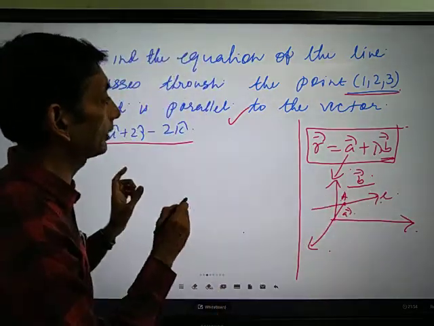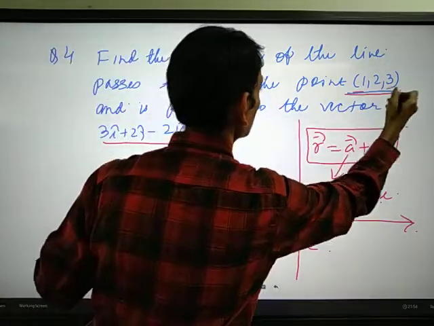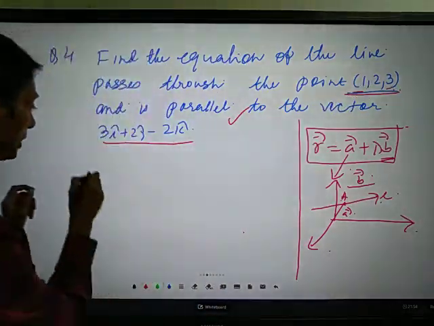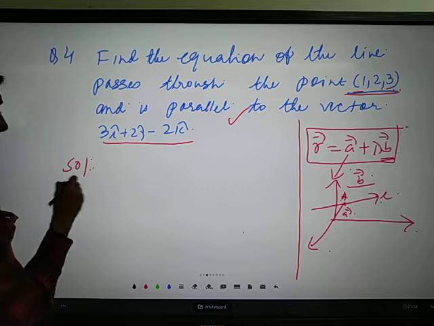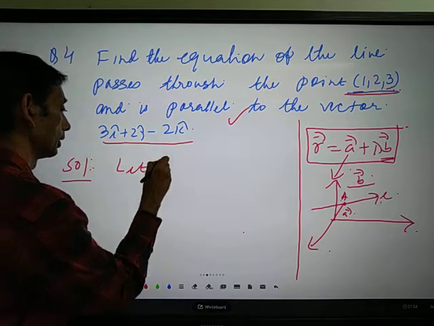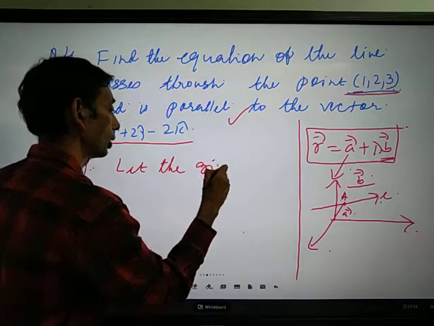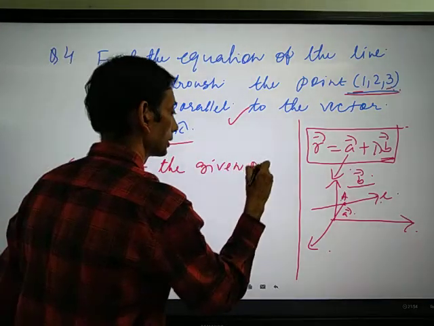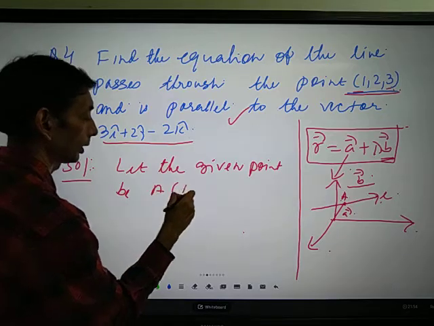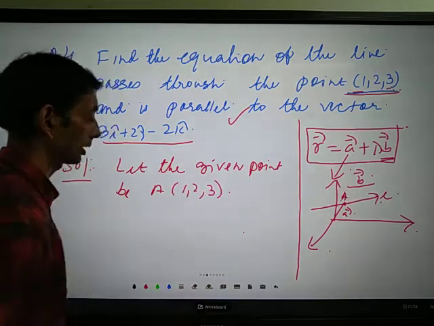Here the point is given as 1, 2, 3. So as the first step, we'll take the point. It's in fact a one-step answer. Let the given point be a, 1, 2, 3.